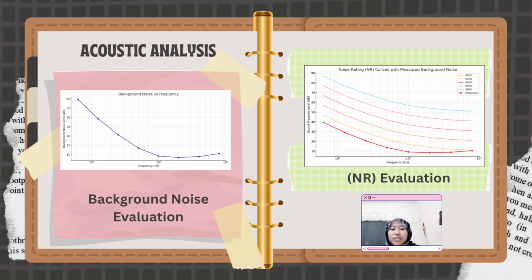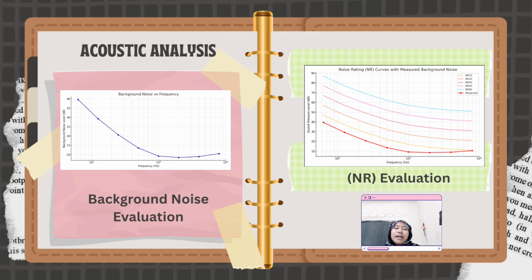So to perform this evaluation, we measured the sound pressure levels at different frequencies from 63 Hz up to 8000 Hz and compared the results with standard noise rating curves such as NR20, NR30 and so on. As shown in the graph, the measured noise levels in Dewan Kuliah C stay consistently below the NR30 line, which means the background noise in the hall is quiet enough for teaching, learning and general office use.